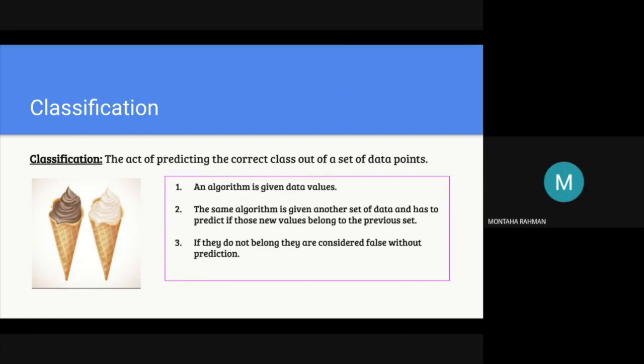Okay, so for classification, we use a definition. It's the act of predicting the correct class out of a set of data points. And I'm going to use an analogy to a person that is blindfolded to explain this. So when you look at this image, you see 2 ice cream cones, chocolate and vanilla.